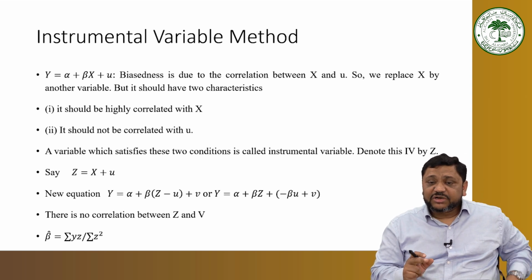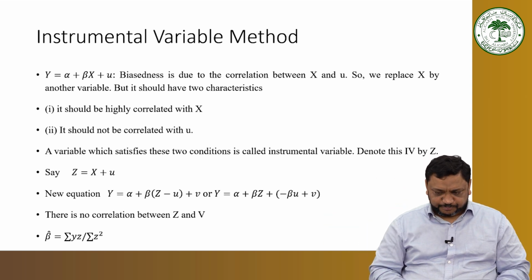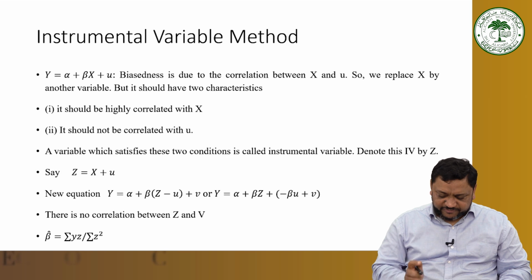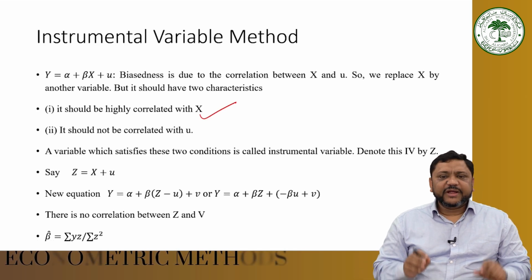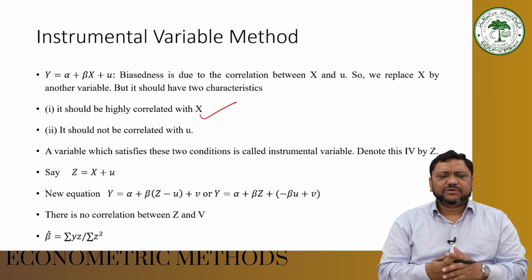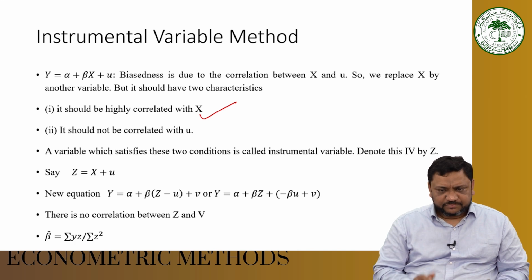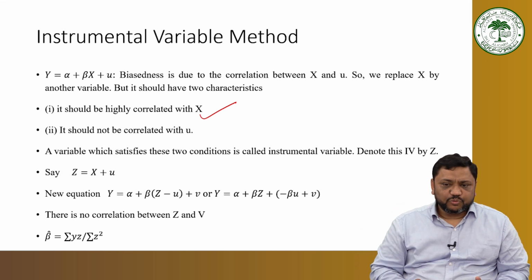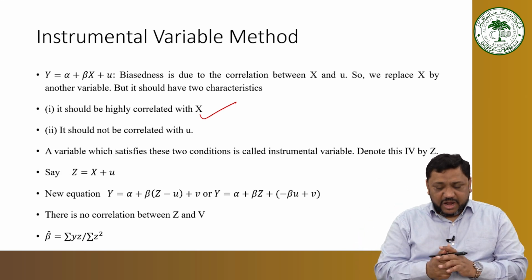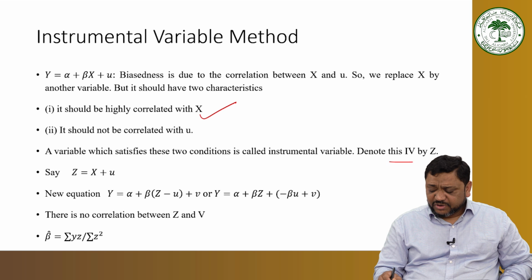So what is the solution? We replace this independent variable by a different variable, and there are two conditions that should be fulfilled. First, this new variable should have a very high correlation with the earlier independent variable x. The second condition is that it should not be correlated with u in any case. If these two conditions are satisfied, then we call it an instrumental variable, and we denote it by z.